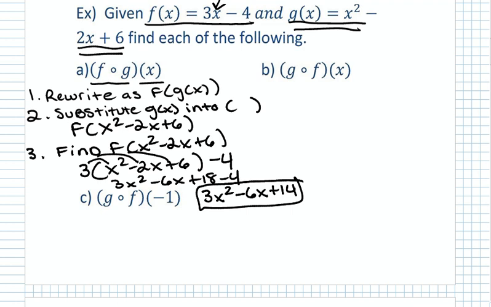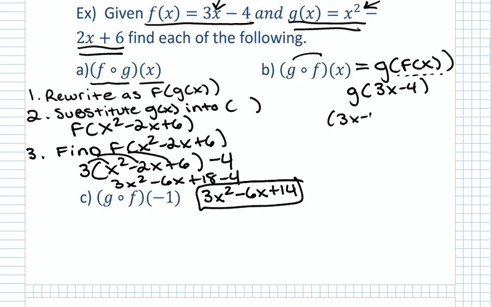So let's try this on part B, except notice in part B the f and g are switched, which is okay. We just write it g of f of x instead of what we did in part A. And notice the process is still the same, except now we're going to substitute in for the f of x. So we get g of 3x minus 4. That means wherever I see an x in the g function, so it's 3x minus 4 squared minus 2 times 3x minus 4 plus 6.